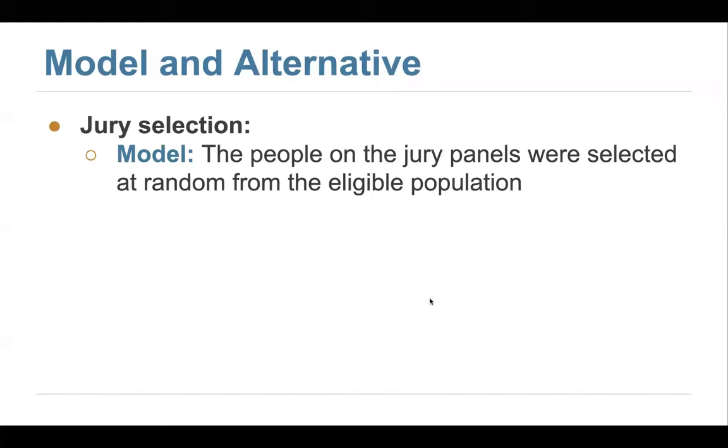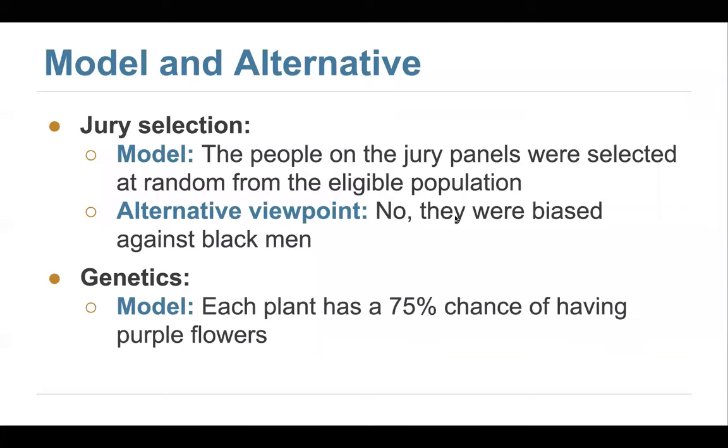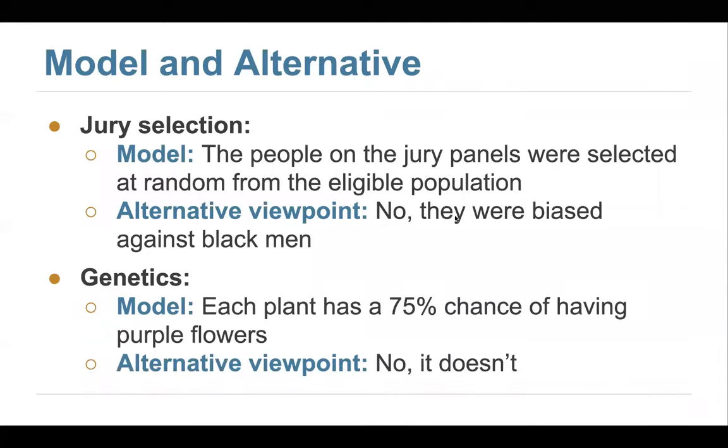In the jury selection case, the model was that the people in the jury panels were selected randomly from the eligible population. The alternative viewpoint is that no, they were actually biased against black men. Those were the two viewpoints we were assessing there. And in the genetics example, we had the model, which is that each plant has a 75% chance of having purple flowers, and the alternative viewpoint was that no, it doesn't.